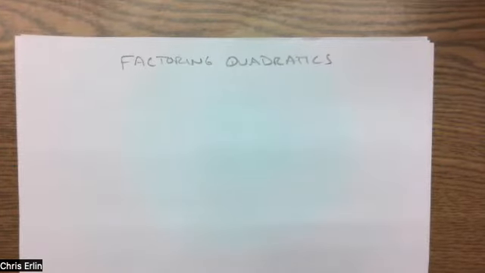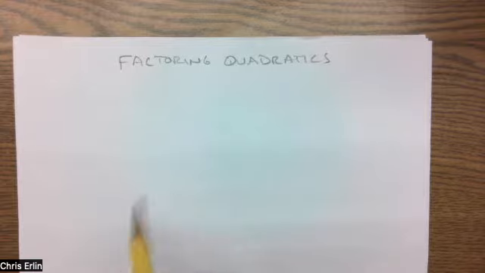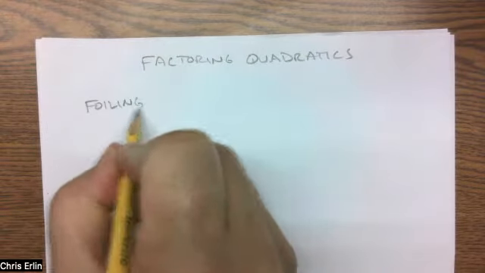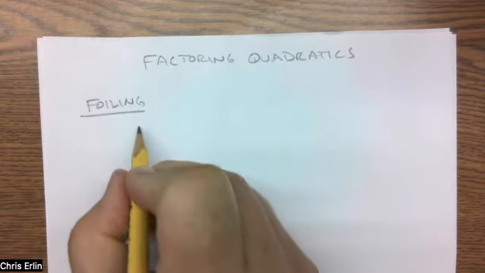Hi, this is Mr. Erlin wanting to go over factoring a little bit for quadratics. This is a refresher video for those in geometry who may have forgotten some of the components of algebra. To begin with, let's talk about what some people call foiling, which is a form of distributive property.